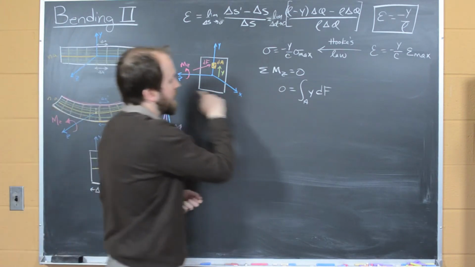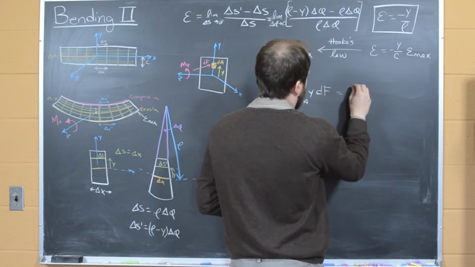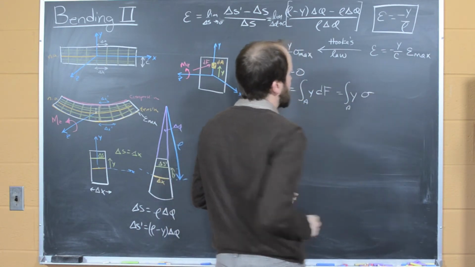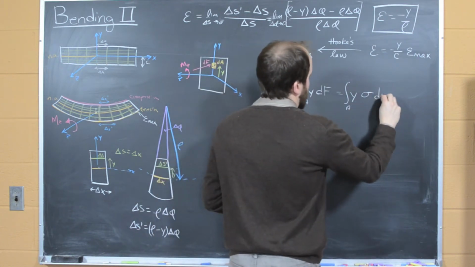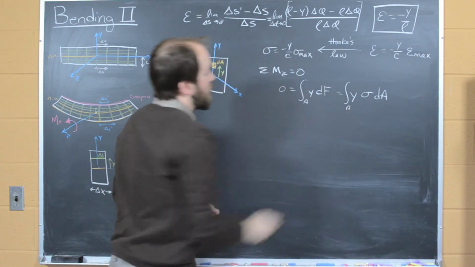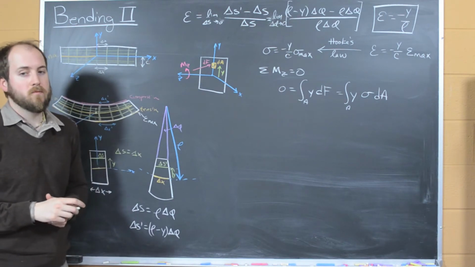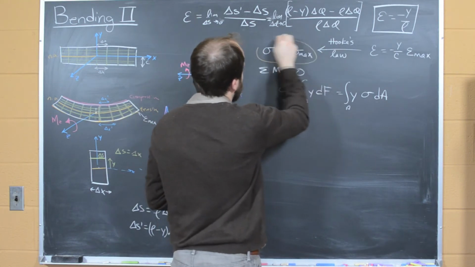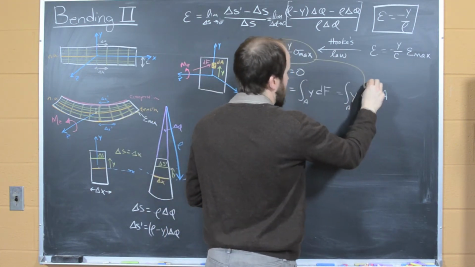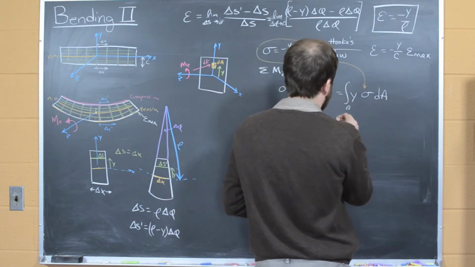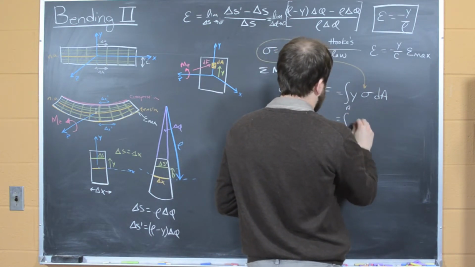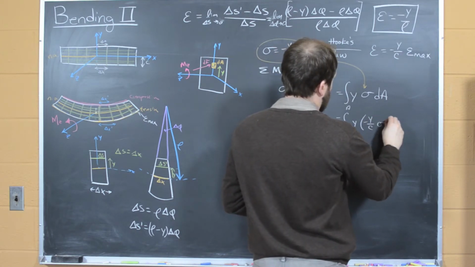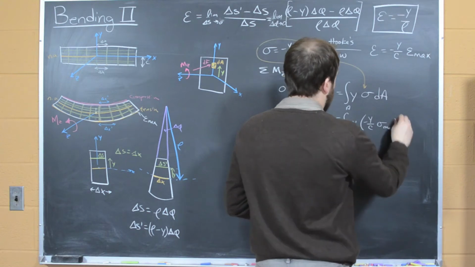And now we know that we can write our force in terms of stress, so this can become y times our normal stress times our area element. So now this gets us our integral over the area of y times stress times dA. And here's where we can put our relationship of stress to stress max into here. If we do that, what we see is that we should have the integral over the area of y times negative y over c, sigma max, times dA.